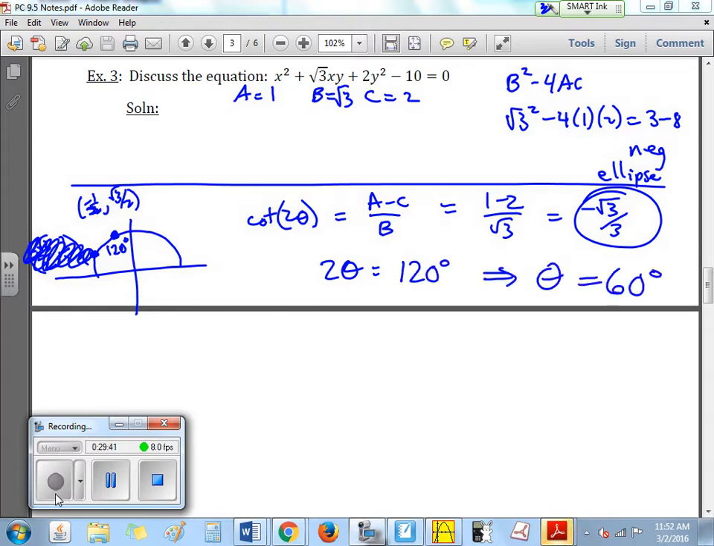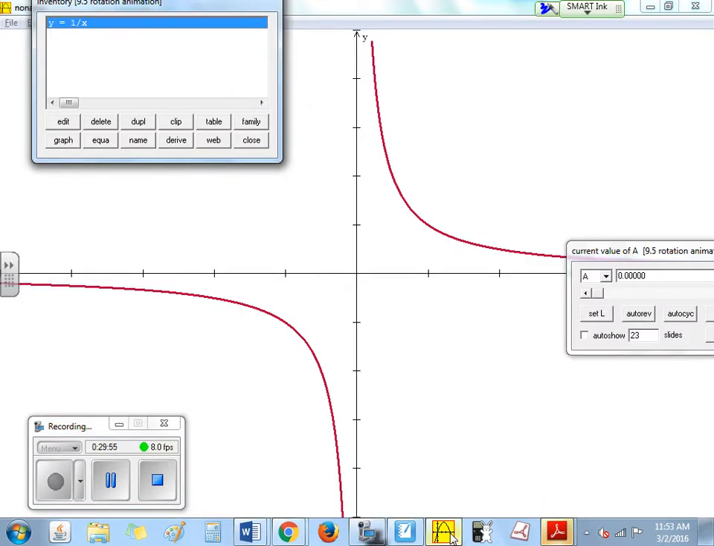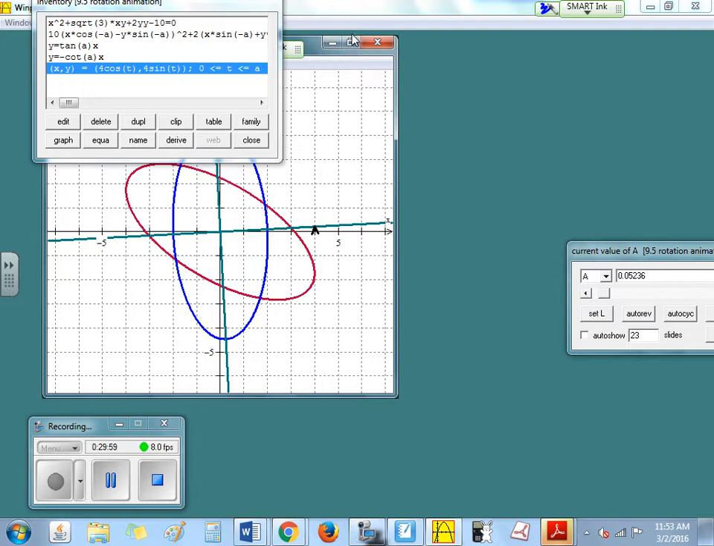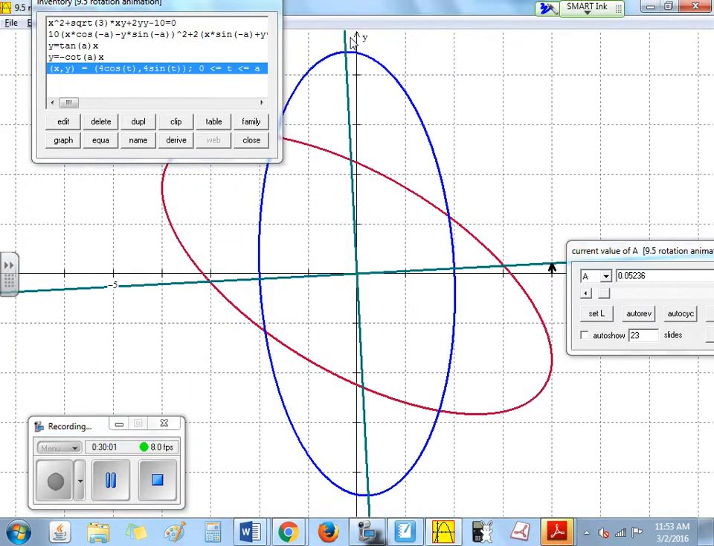60. Okay, so far we haven't solved this problem, but we figured out something. Somebody has tilted our ellipse by 60 degrees. That's what we've learned. Okay, now, here's what we're going to do. Now that we know that our ellipse is tilted by 60 degrees, we're going to tilt our axes by 60 degrees.